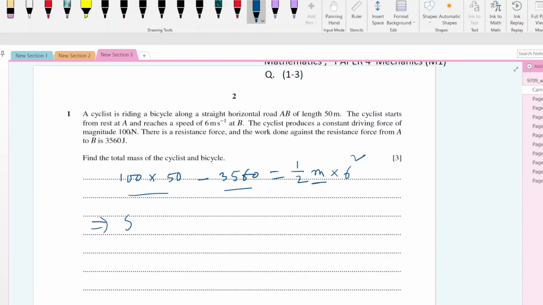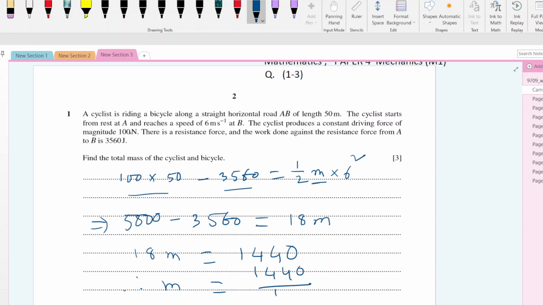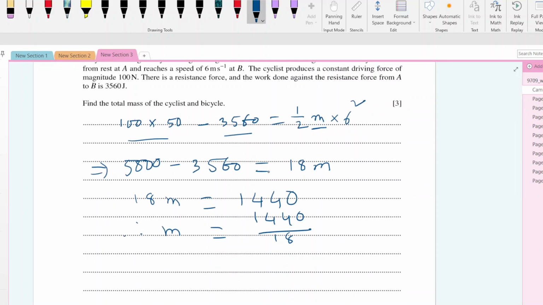Therefore 5000 minus 3560 equals 18m. 18m equals 1440. Therefore m equals 1440 divided by 18, which equals 80 kg.